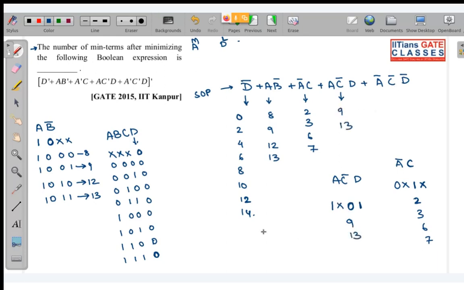And for this one, it is what? A complement, C complement, D. So if you see over here, so this is 0, 0. So this will be either 4 or this will be 0. So 0, 4. Tell me up to this point, is it clear?